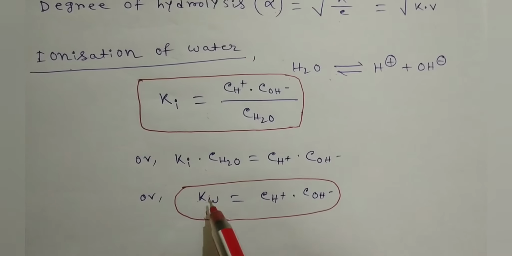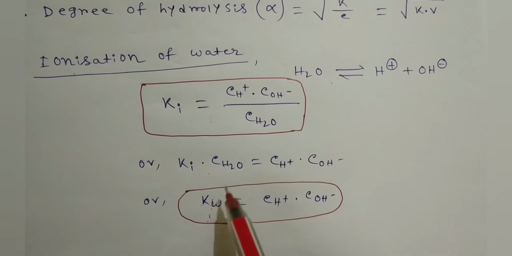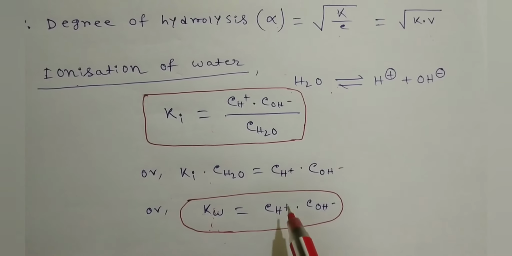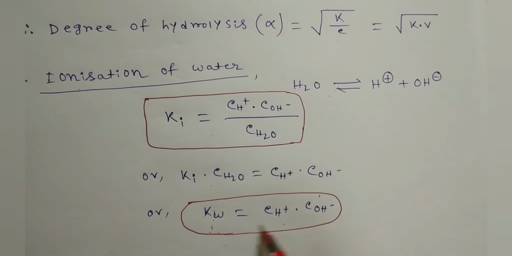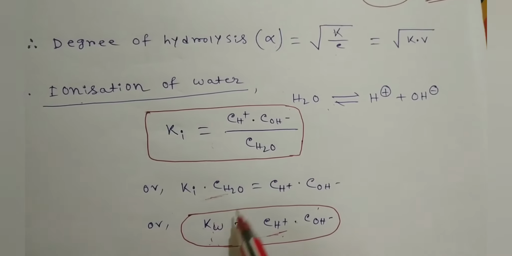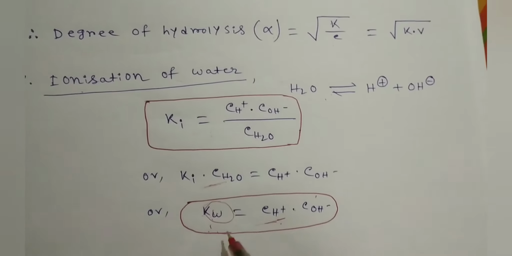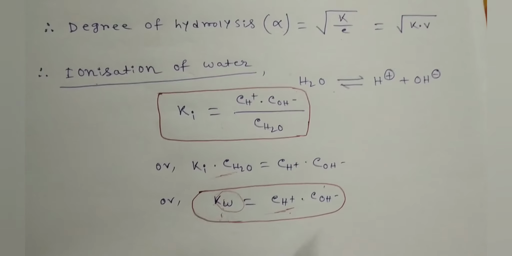So ionic product of water equals dissociation constant into concentration of water, equal to concentration of H plus into concentration of OH minus. Any of these equations equals Kw. So this is very important from your exam point of view.